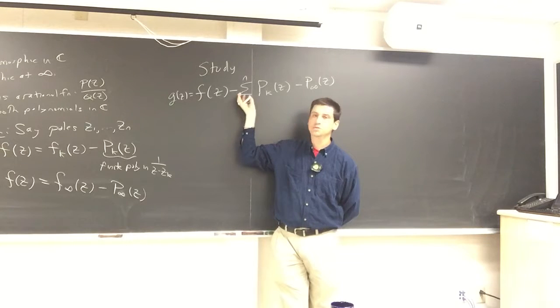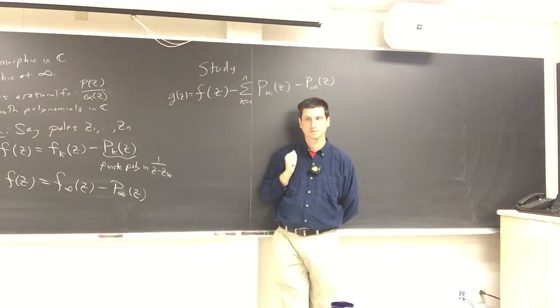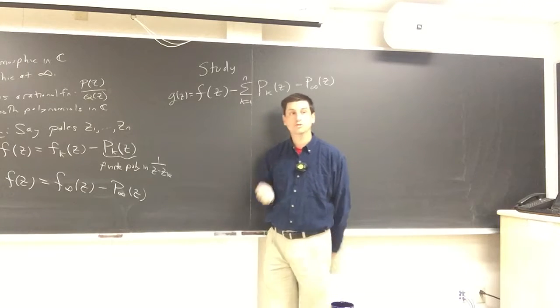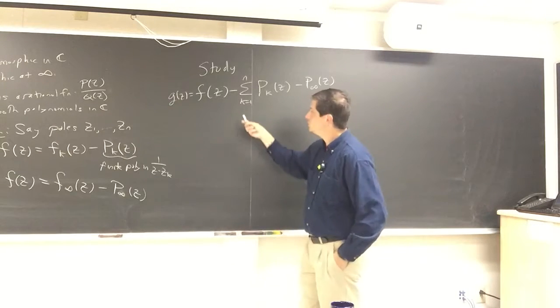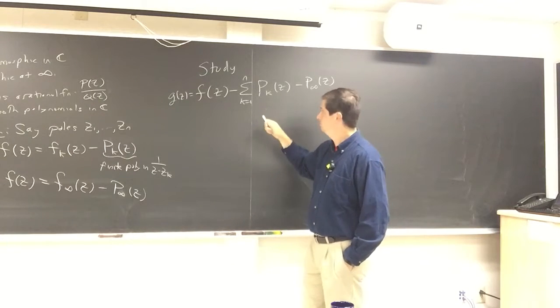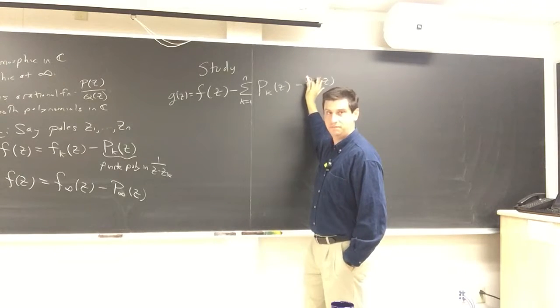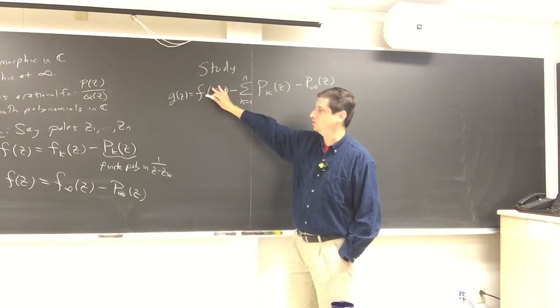Where do you think the troublesome points are for this function? Where are the points where you have to be careful? So when you look at this function, where are the dangerous points? At the poles. Well, let's see what's going on at zk. If we look at what's going on near zk, this is going to be fine. At zk, this is going to perfectly balance out what's going wrong over here.